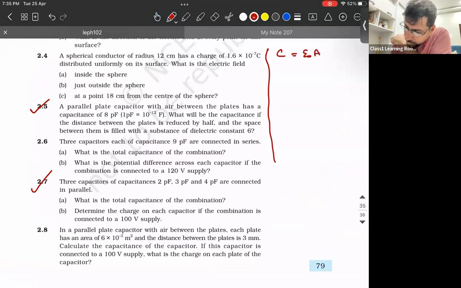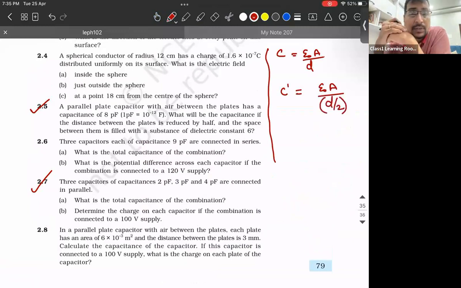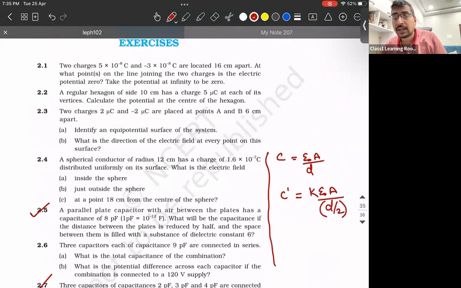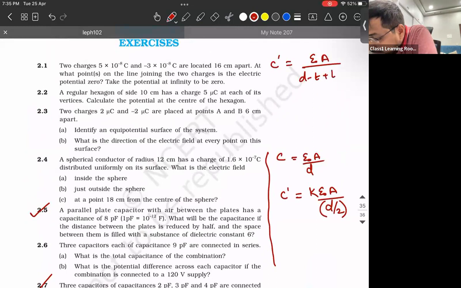So capacitance is equal to epsilon naught A divided by D. When it is filled with air, it is epsilon naught A divided by D. What will be the capacitance if the distance between the plates is reduced by half? So C dash is equal to epsilon naught A divided by the distance between them reduced by half, and the space between the plates is filled with the dielectric constant 6. So whenever the complete space between the capacitor plates is filled with dielectric, the capacitance will increase by a factor of k. Why is it so? C dash is equal to epsilon naught A divided by D minus T plus T by kappa.